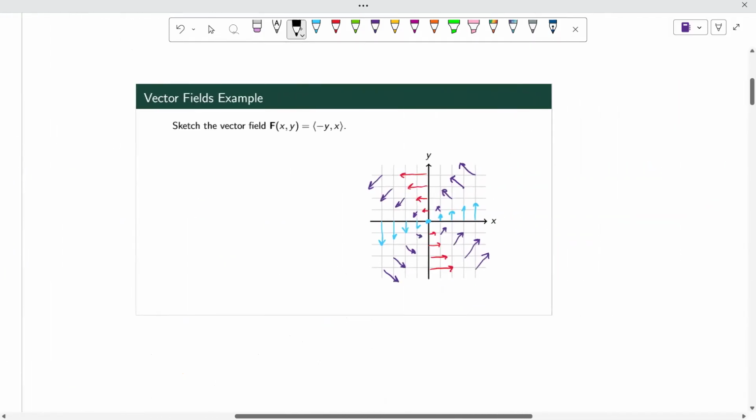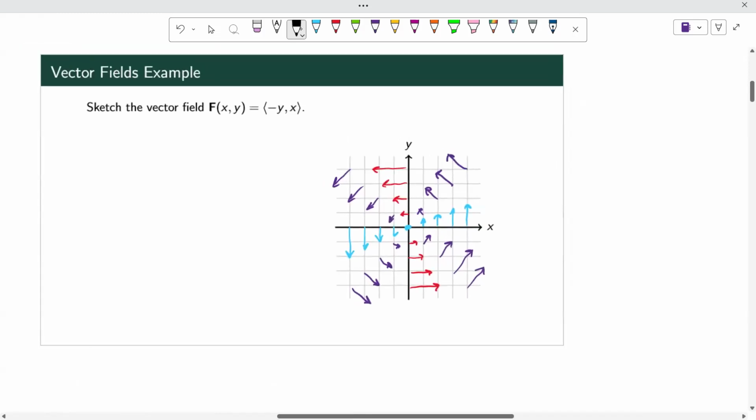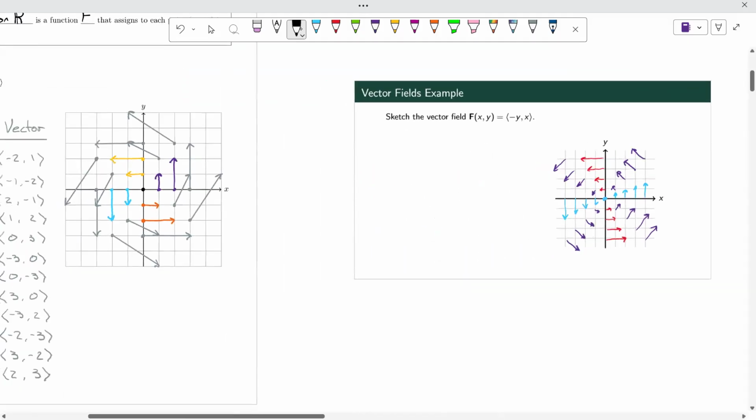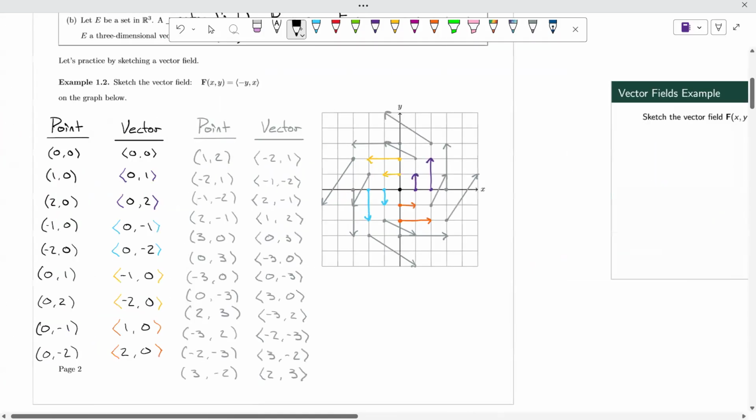I also took another crack at it over here on the right, where I just sketched out all of the vectors that would appear on the x and y axes, and then also along the lines y equals x and y equals -x. You can sort of see that this vector field is swirling counterclockwise with its center at the origin. So all of those vectors are kind of moving in a counterclockwise direction.